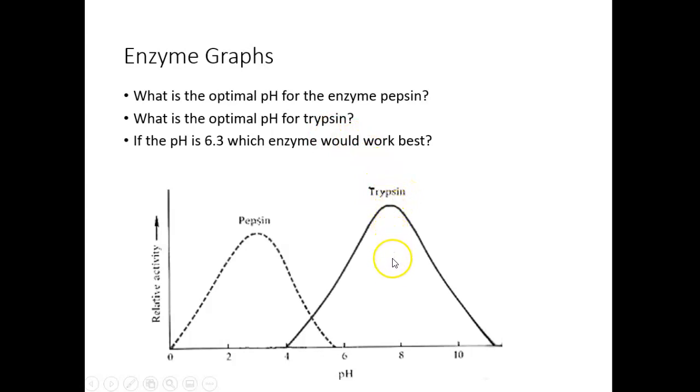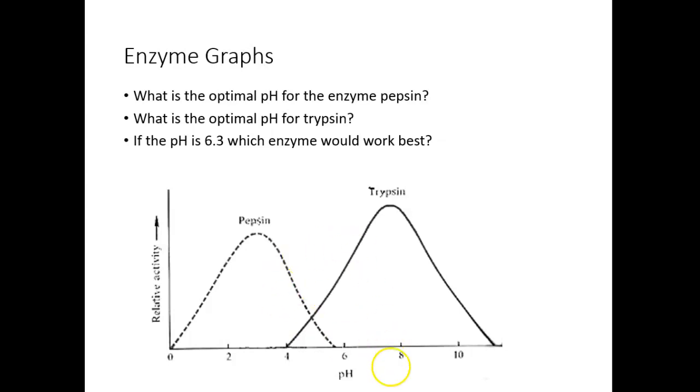Now looking at the optimal pH for trypsin, come over here, this is trypsin. Trypsin, you drop down that range, and you're somewhere like a 7.8 possibly at the peak as you drop that down. Right, so it's pretty simple, but this is a very common type of assessment question that you could see. So last one is, if the pH is 6.3, which enzyme would work best?